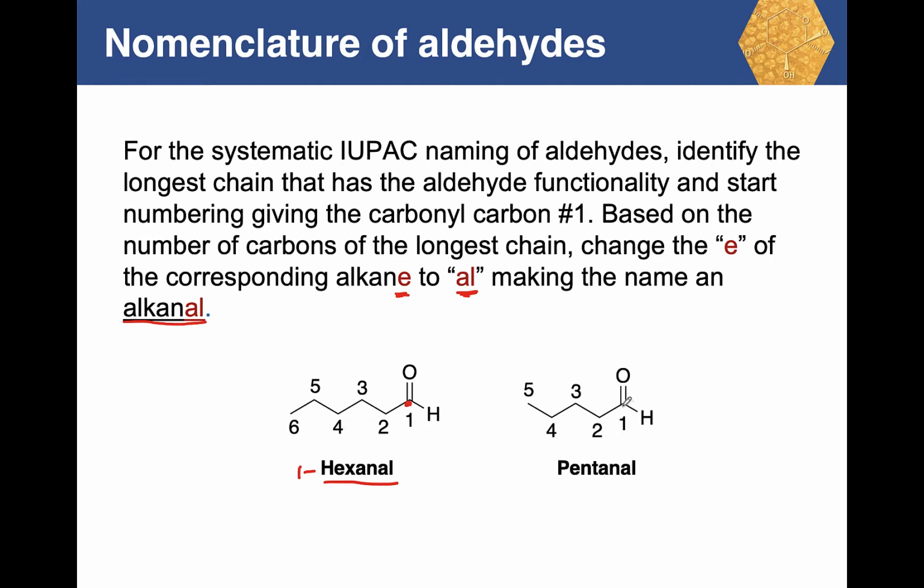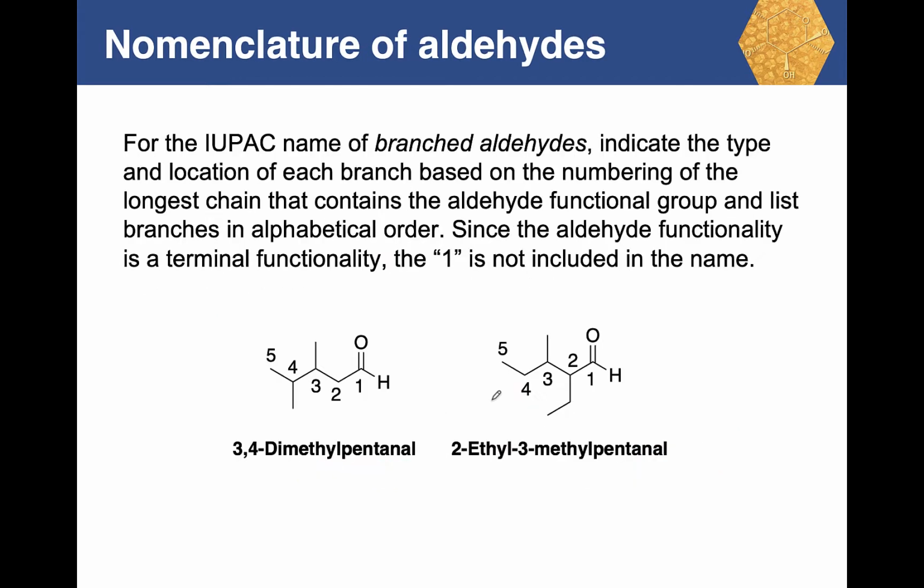Here's another example. 1, 2, 3, 4, and 5. 5 carbons, pentane, so it goes to pentanal. Notice this Al here indicates the aldehyde. And of course we could put the 1 here again, but it's not needed. The main thing here is the pentane to represent 5 carbons in that longest chain that has the carbonyl aldehyde. Let us look at branched aldehydes.